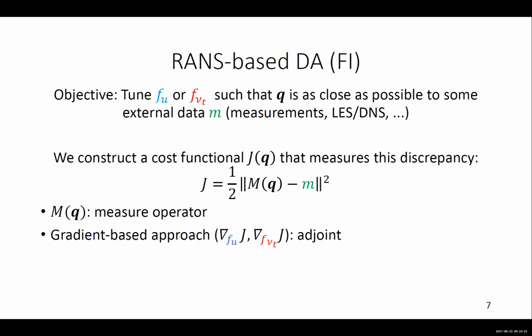So the overall goal here is to tune F_u or F_mu_t such that the solution of the RANS equations, or modified RANS equations, matches as best as possible some experimental data here given by this M, this green M here. So once we construct our cost functional, we see this problem as an optimization problem, which is going to be solved using a gradient-based approach. So we are going to be solving the adjoints and iteratively solve this optimization problem.